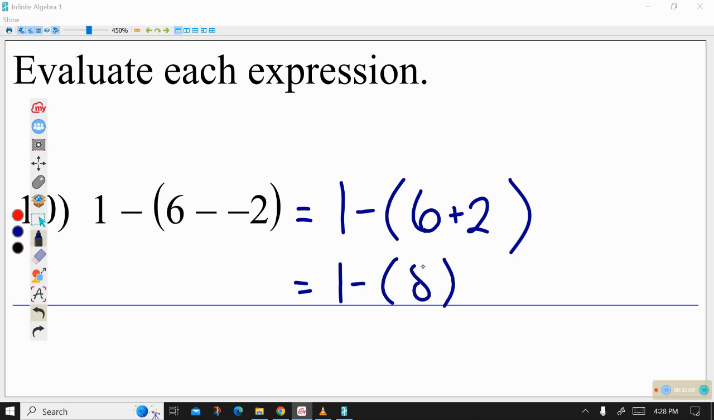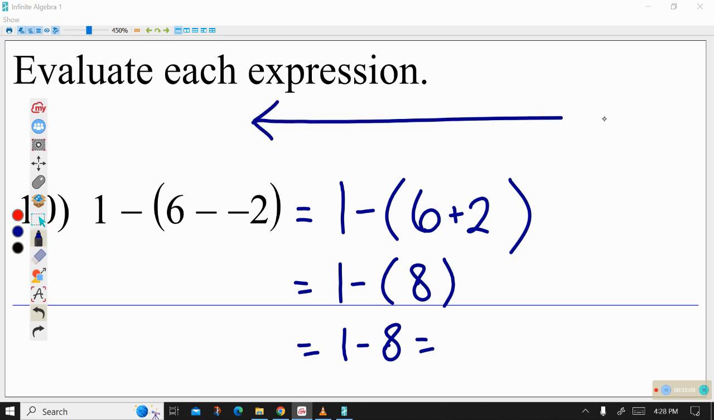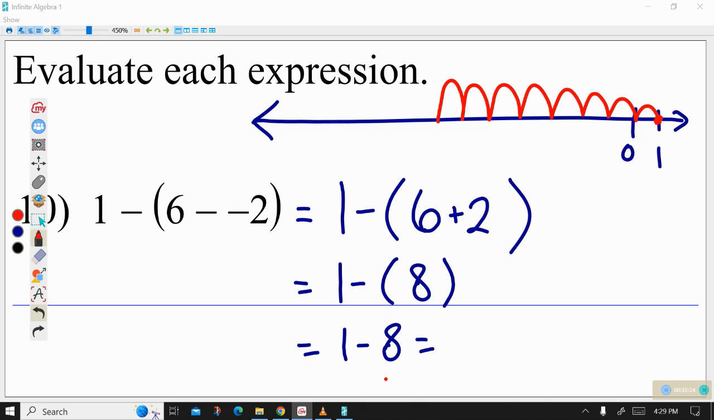6 plus 2 is 8. So this tells me to do 1 minus 8. Okay, and you do not want to tell me that this is 7. Because if I start at 1, and I take 8 steps to the left, because it's minus 8, so don't forget, minus is going to bring me this way. So I start at 1 and go 1, 2, 3, 4, 5, 6, 7, 8. I would be at negative 7.